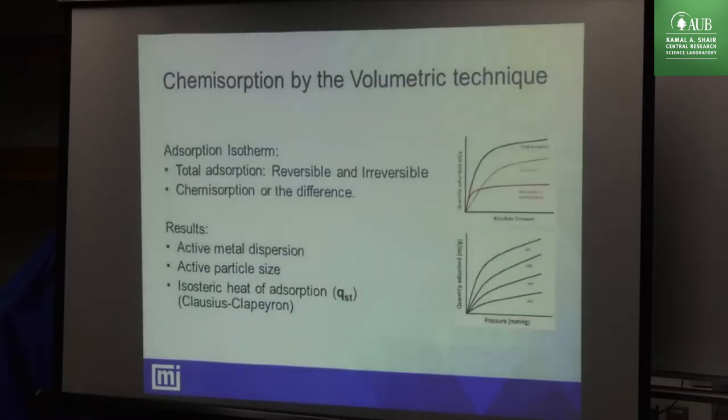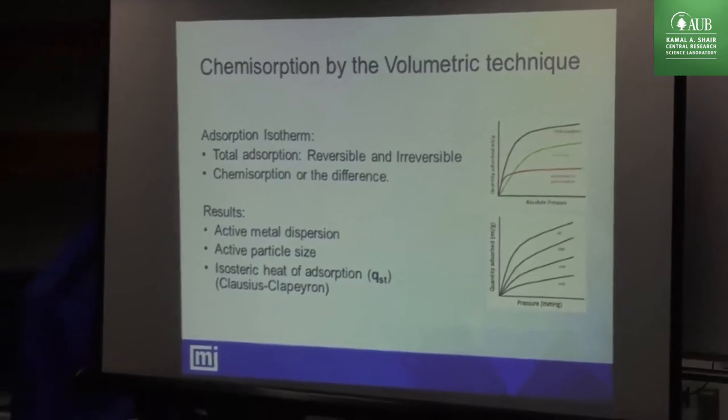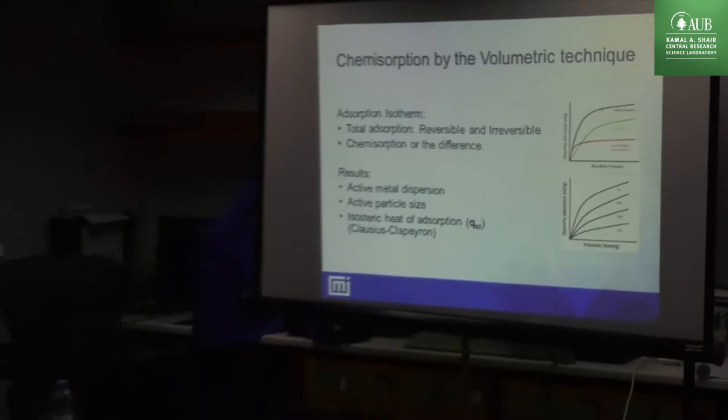What we do in chemisorption is, we have two different ways to do chemisorption. The first option is the volumetric technique. It's like what you have on your three-flex system. As I said yesterday, the volumetric technique is a system that has a vacuum and a pressure transducer. Every time we speak about volumetric, it means we have to have a good vacuum and a good pressure transducer.